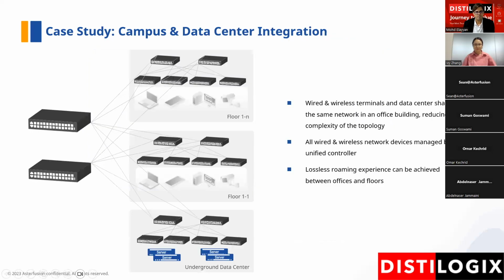We also had a practice of integrating campus and the data center network together in the same office building. We build campus network normally on the floors, and the data center is built underground. All the pods share the same super spine to facilitate a complete office network, including wired and wireless campus network and data center network.